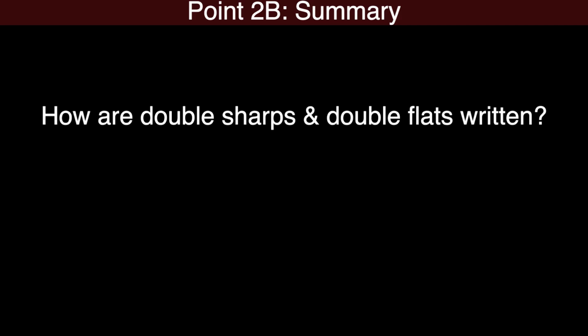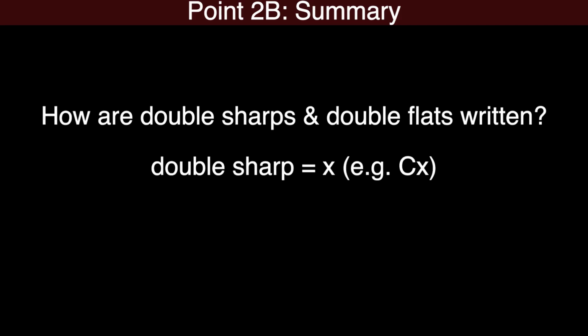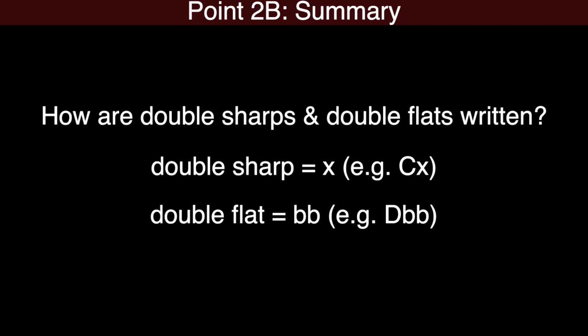A double sharp would be indicated with an X before the note. A double flat would be indicated by two flat symbols. So our two examples would be written as C double sharp, D double flat.